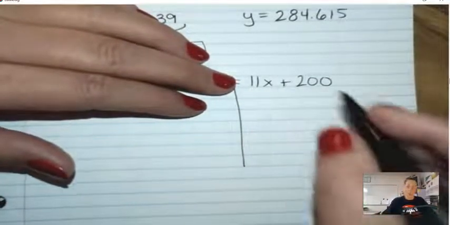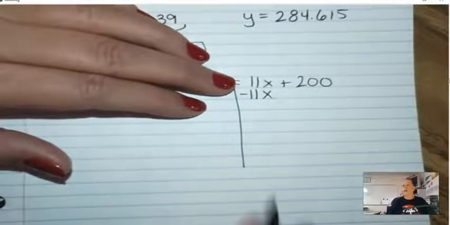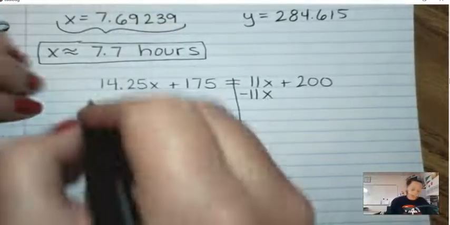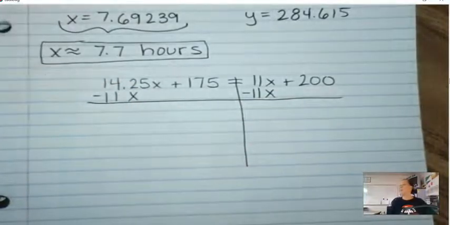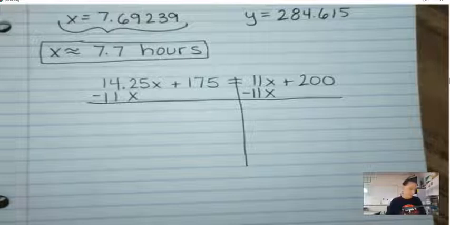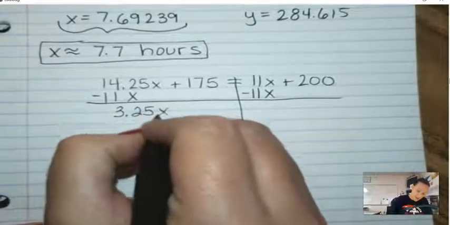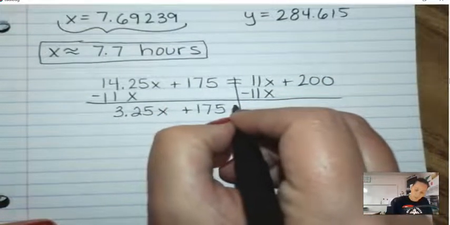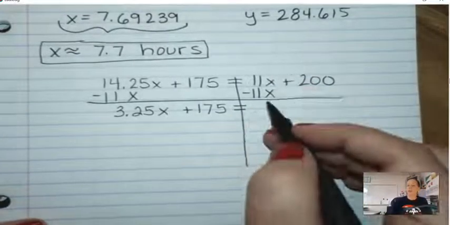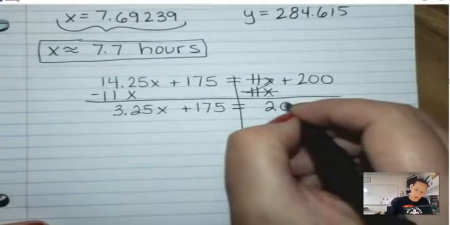It's a positive 11, so to get rid of it, I'm going to subtract 11 x's because I want them to go completely away. If I subtract 11 x's from one side, I have to subtract them from the other side, and I'm lining up my like terms, putting x's on top of x's to make it easy. If I have 14.25 x's and I take away 11 x's, I now have 3.25 x's. I still have plus 175. Bring down your equal sign. 11 x's take away 11 x's is no more x's. I still have a positive 200.